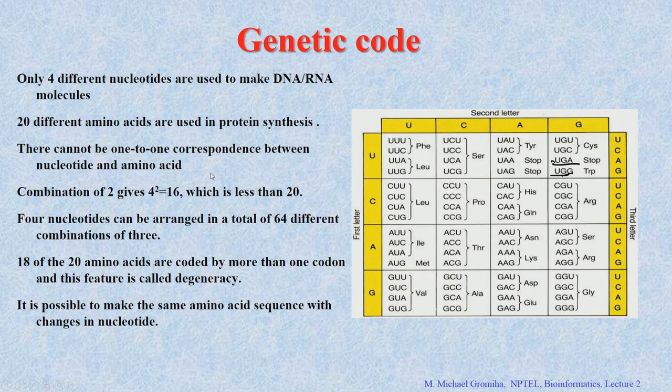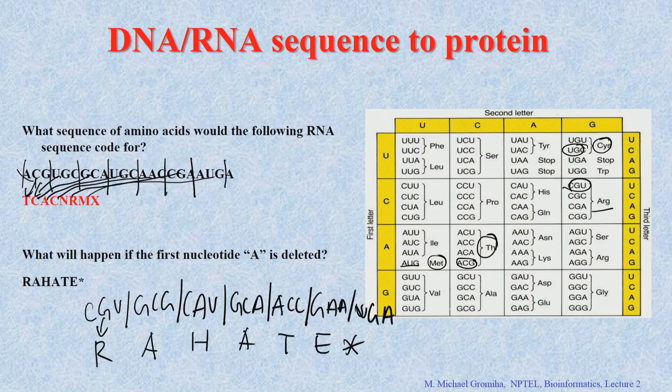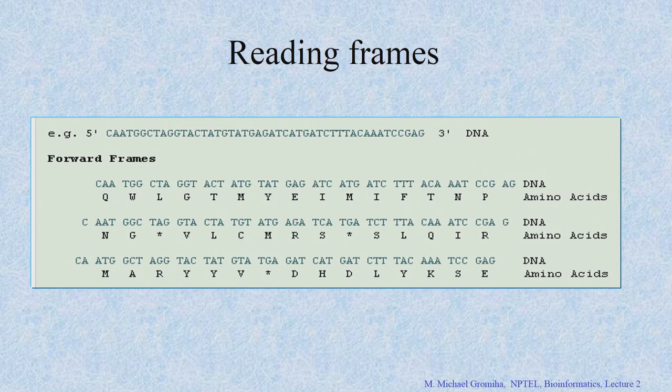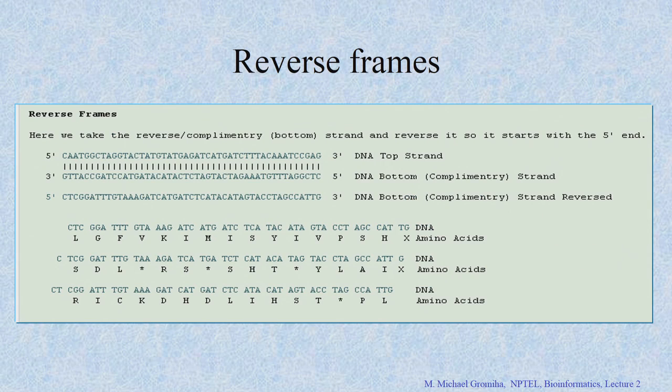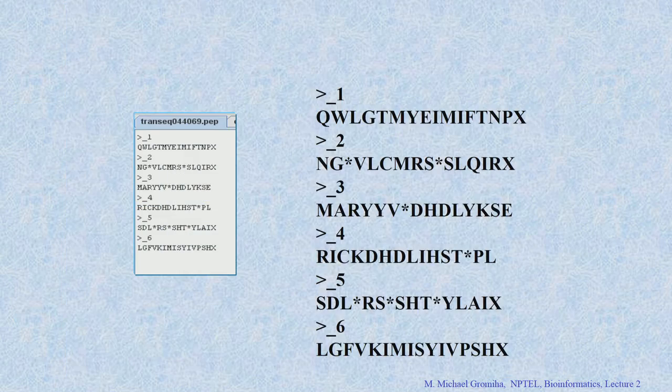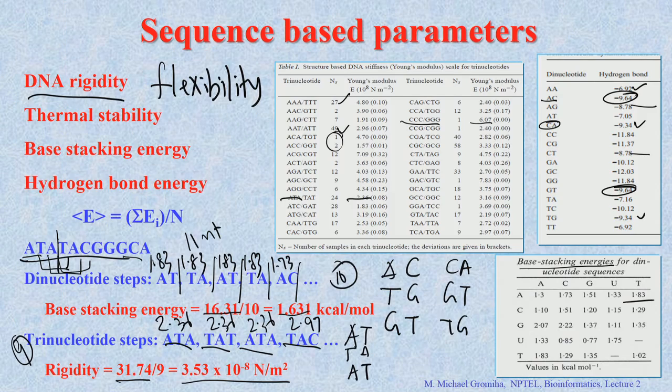Now, we have transcription and translation. You get the DNA sequence, the protein sequence, and then we have the 6 different frames, 3 forward frames and 3 reverse frames, and then we try to derive some structure and sequence based parameters. If they are available, then you can get them and use them for the applications, to understand the functions. Fine.